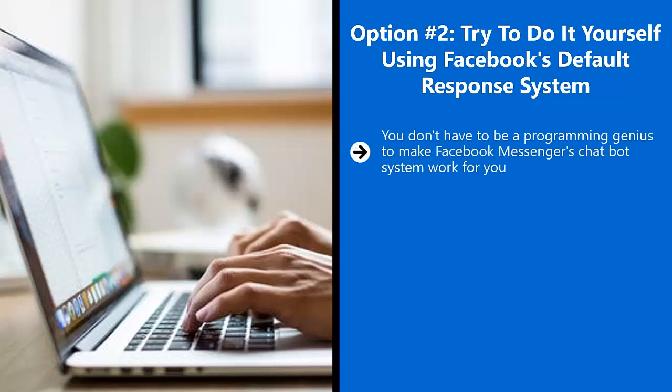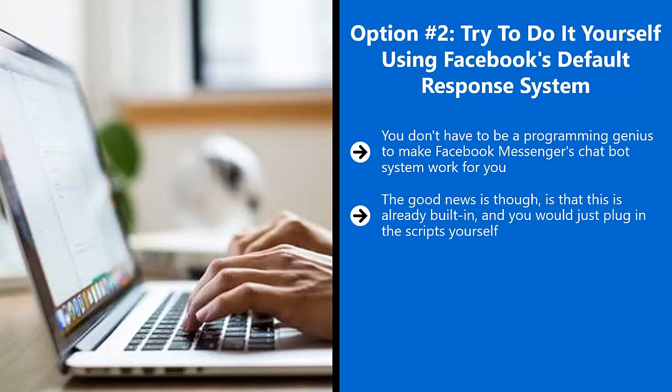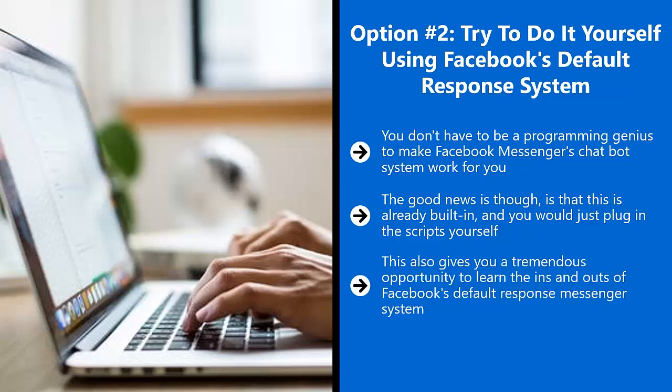You don't have to be a programming genius to make Facebook Messenger's chatbot system work for you. Facebook does allow an automated response system for its Facebook pages. You have to turn on the feature, and then you have to get permission from Facebook. This is not automatic. The good news is that this is already built in, and you would just plug in the scripts yourself. This cuts down on cost. This also gives you a tremendous opportunity to learn the ins and outs of Facebook's default response messenger system. You're basically turning it into your own response bot.